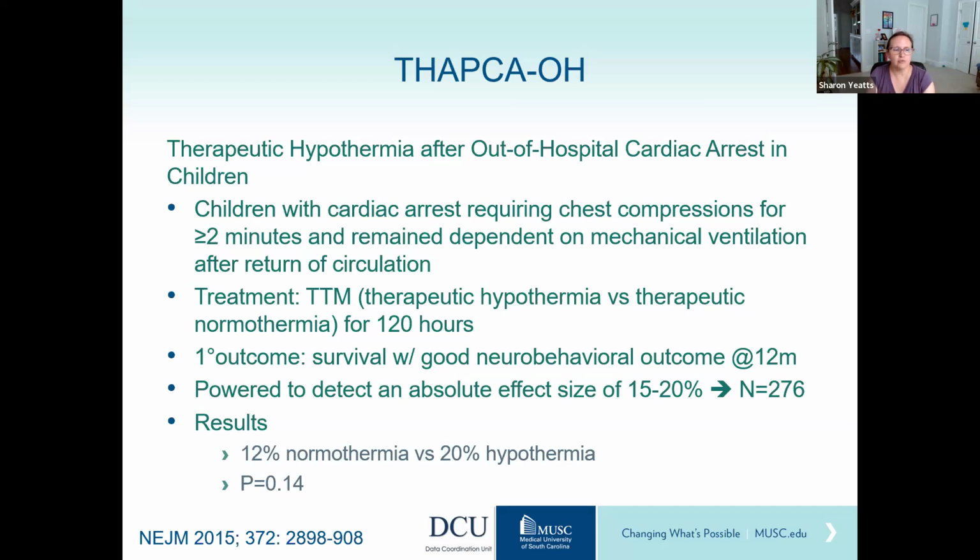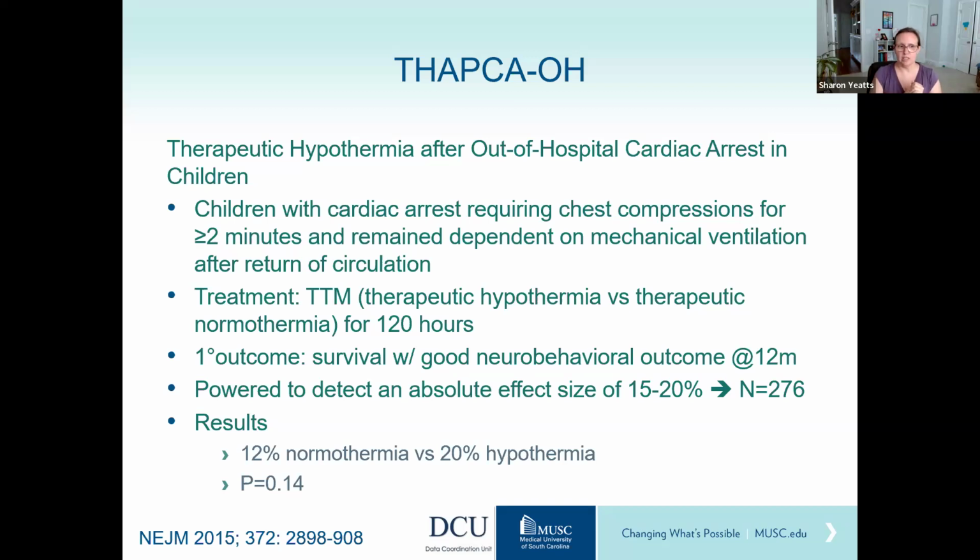At the end of the trial, the results showed that among the normothermia arm, so the control arm, 12% of participants achieved that good outcome versus 20% of the hypothermia arm. Okay, so the p-value that results from that statistical test is 0.14. We're going to talk a little bit more about the statistics, but I'm assuming that everybody knows that big p-values are less good than small p-values in most instances. And so this is a not very exciting finding, right?